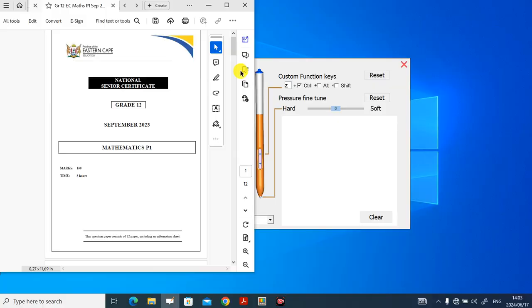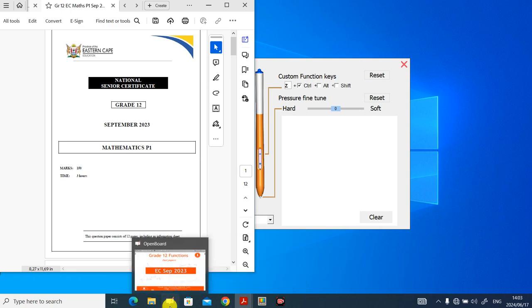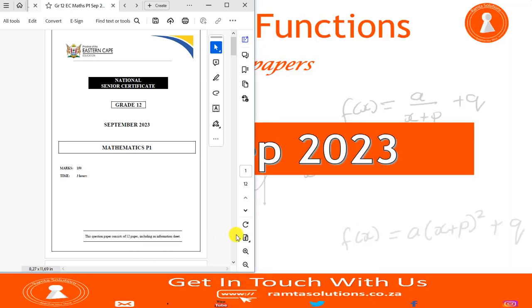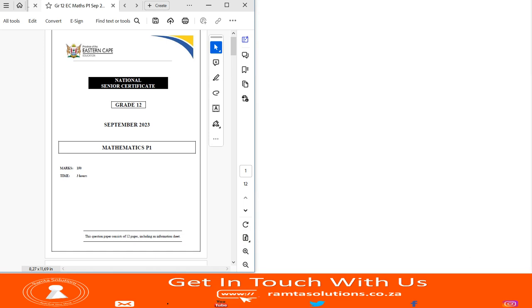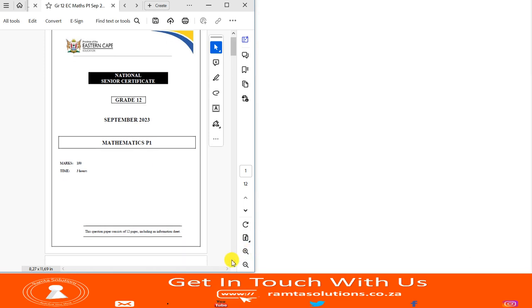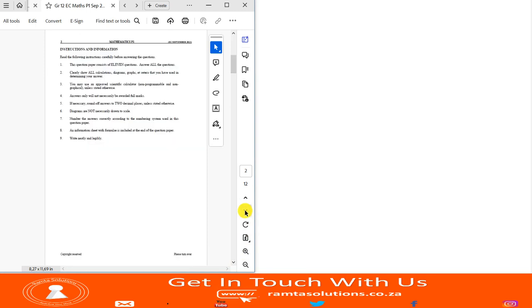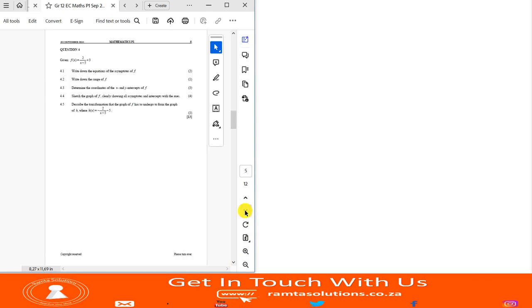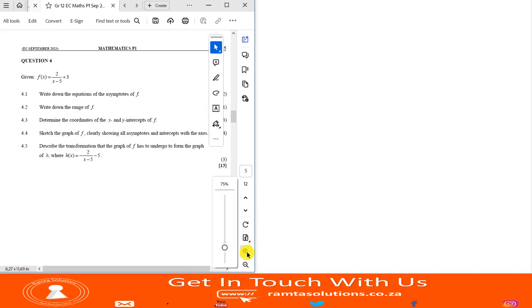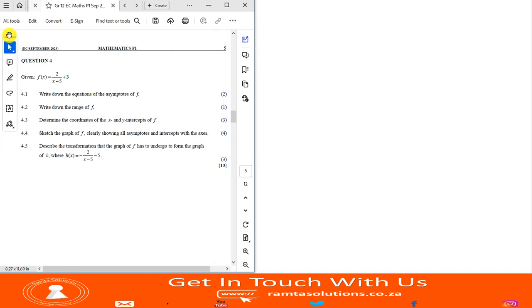Let me open the paper. I'm gonna pin it up top, right. So this is the paper, guys. It was written last year. Let me go to the functions section. I'm just gonna zoom this. Functions start at question 4.